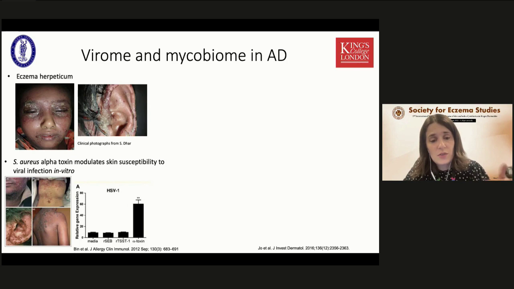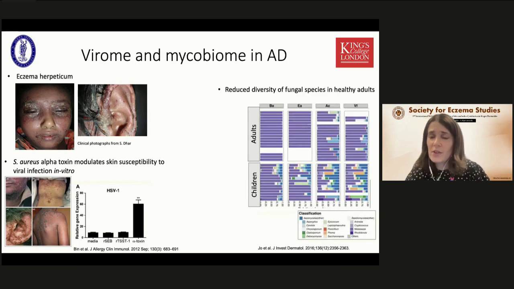And in terms of the fungal microbiome, there really is very little data on this in atopic dermatitis. We know from healthy skin microbiome studies that the fungal microbiome diversity is reduced in adults compared to children, where it's more diverse. But we need more studies looking at this in atopic dermatitis.